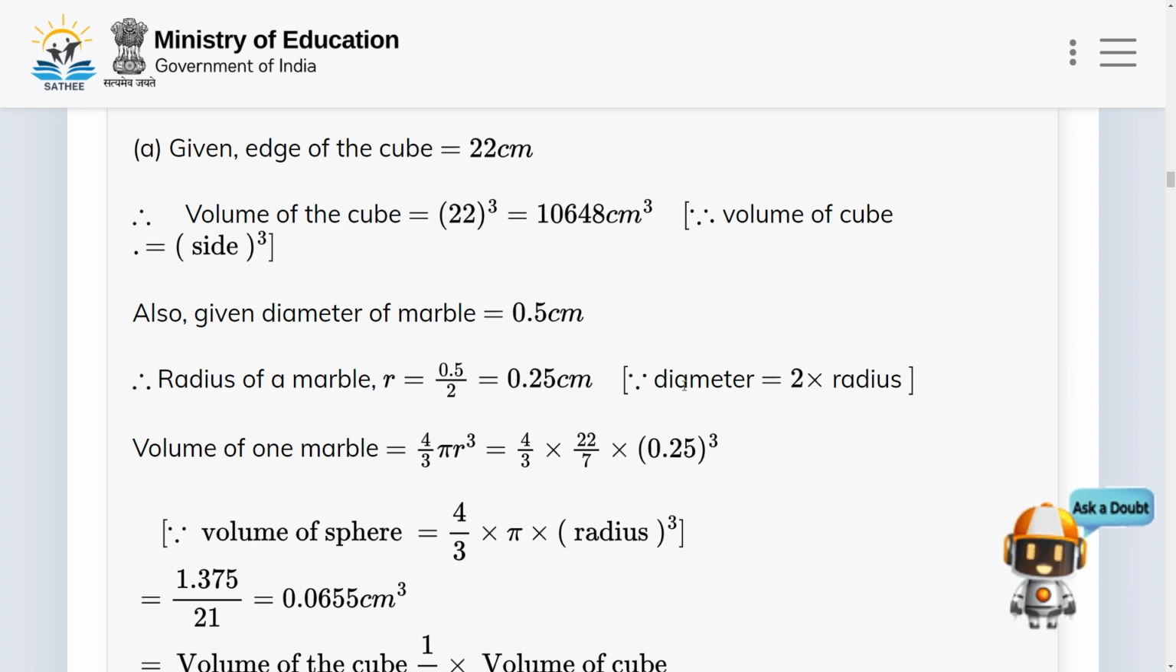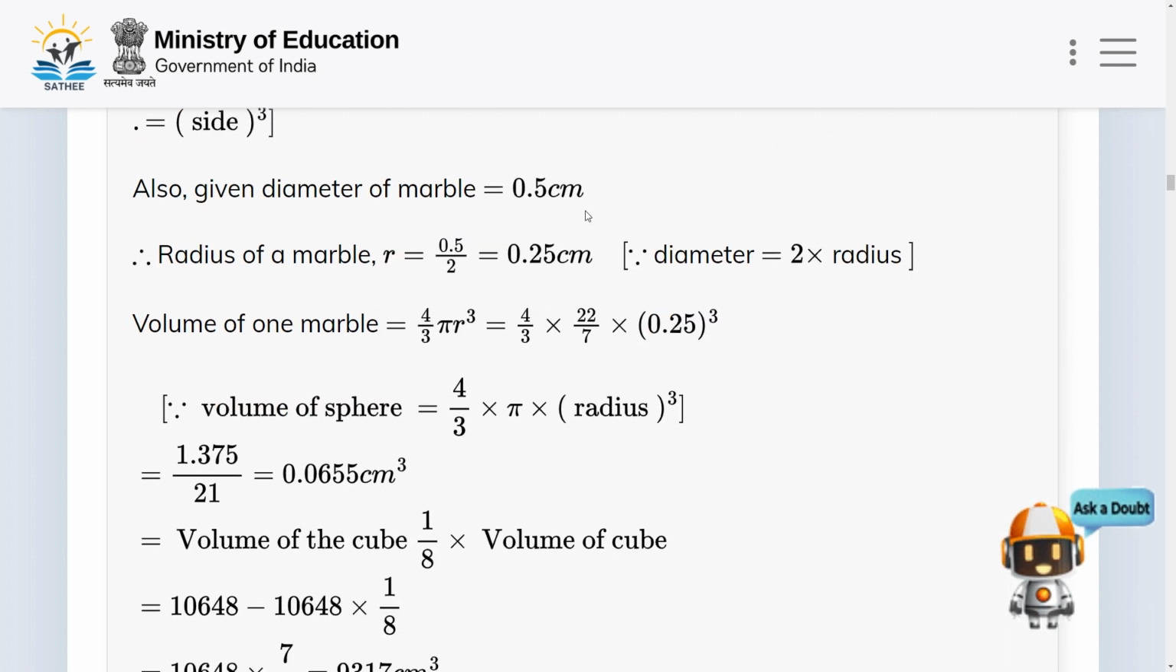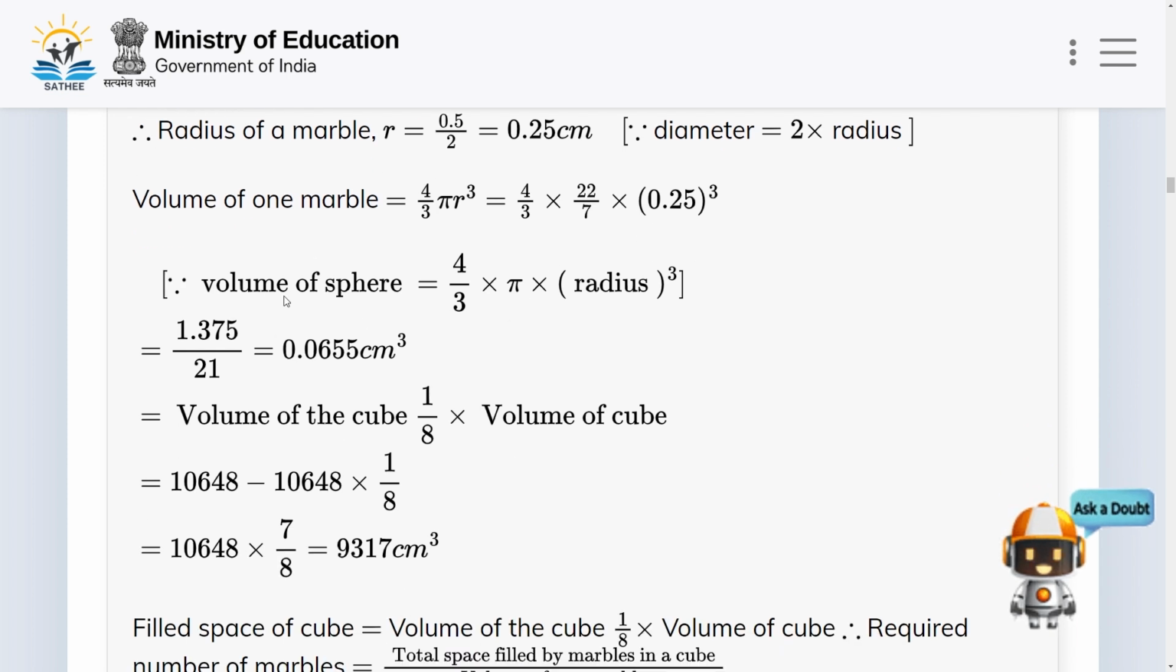Since we know the diameter is 2 times the radius, now the volume of one marble is 4/3 πr³, and here r is equal to 0.25 centimeter. So this is equal to 4/3 × 22/7 × (0.25)³, since we know the volume of a sphere is 4/3 times π times radius cubed. So this is equal to 1.375/21, and this is equal to 0.0655 cm³.